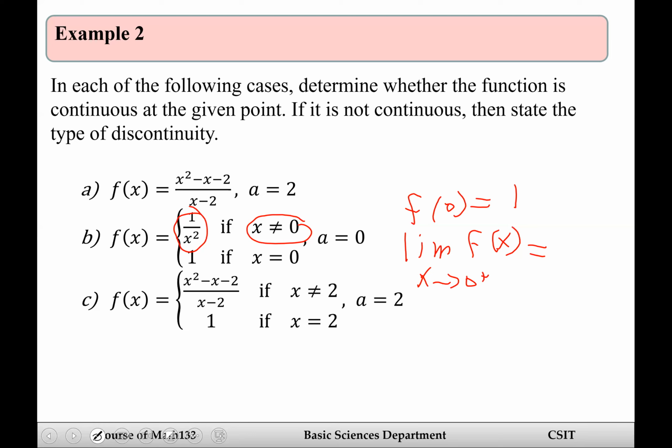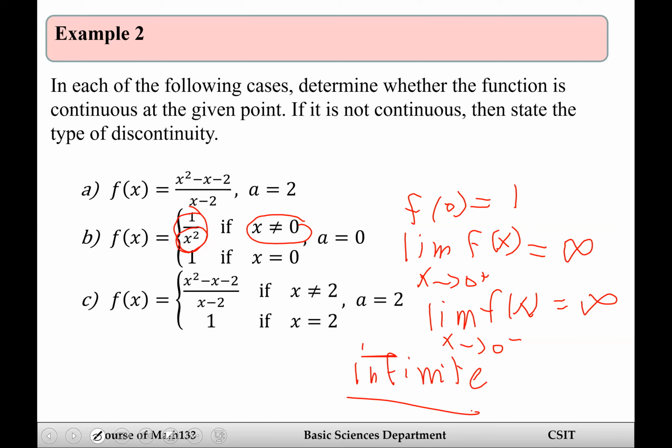So clearly here, when x approaches 0 plus, it's like 1 over 0 plus, so it's infinity. And same thing when we take 0 minus, it's also infinity since we have this squared here. So it makes the 0 minus behave like 0 plus. So here it's an infinite discontinuity, okay?